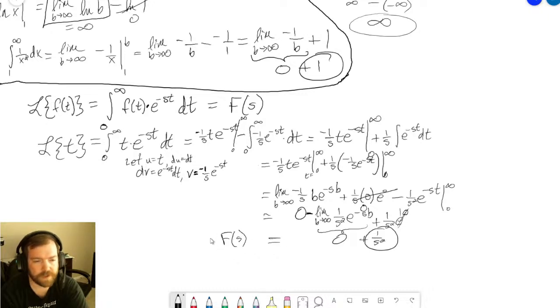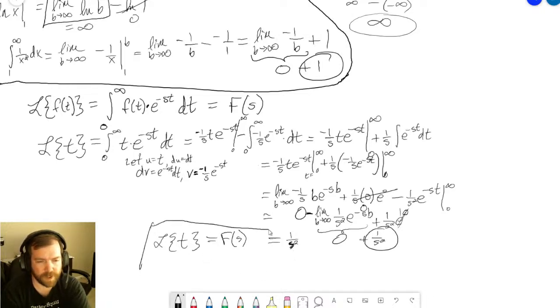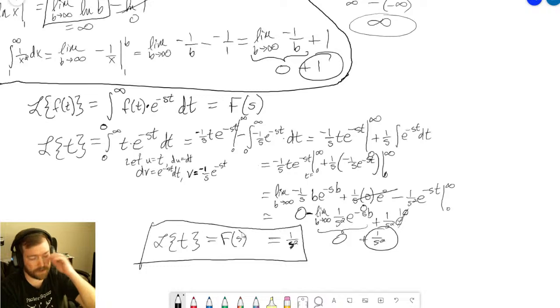So F of s for the original function, the Laplace of t, is going to be 1 over s squared. There's a whole table of these things in your differential equations book, for those of you who have one. And if you don't, worry, it's coming. All right, so that is a Laplace transform.